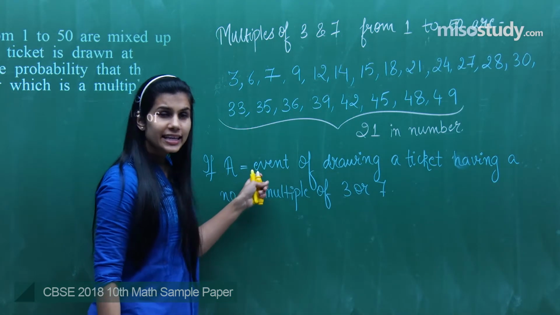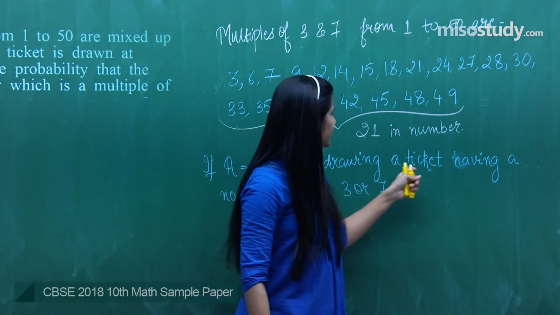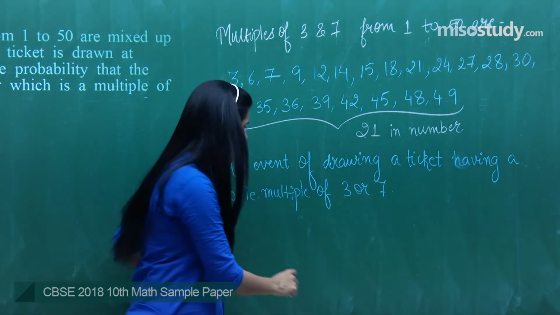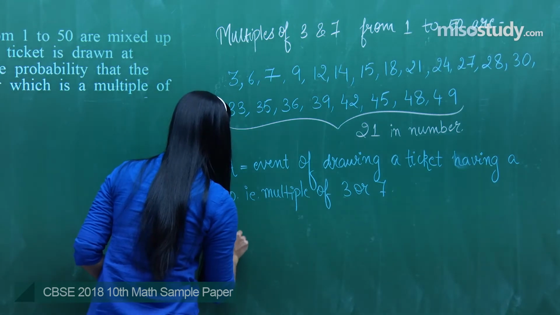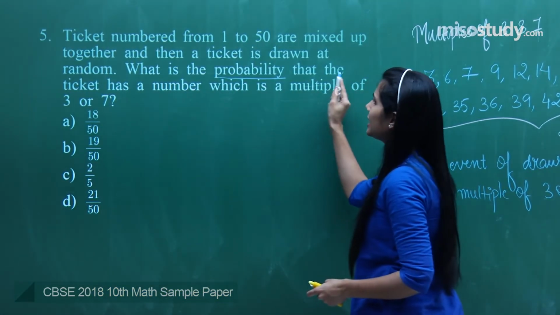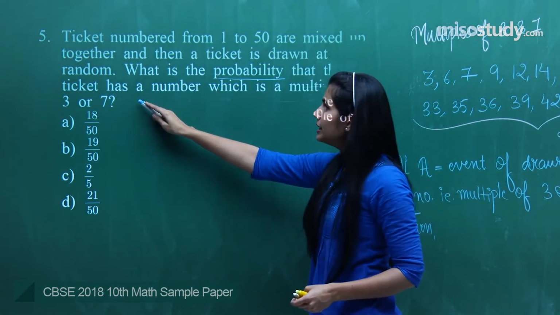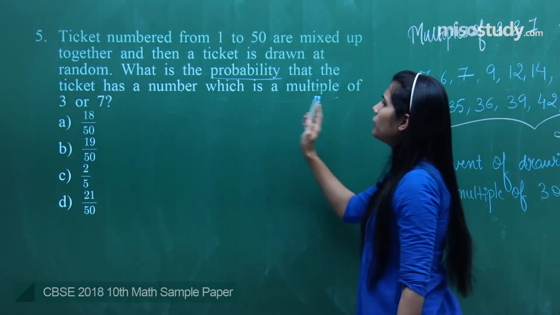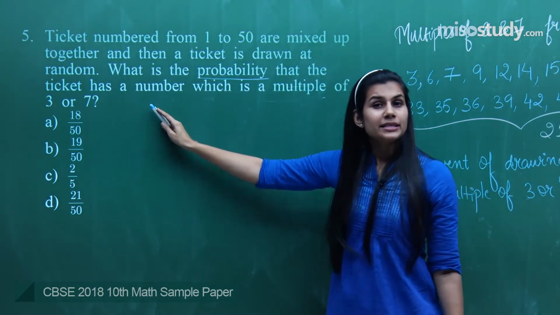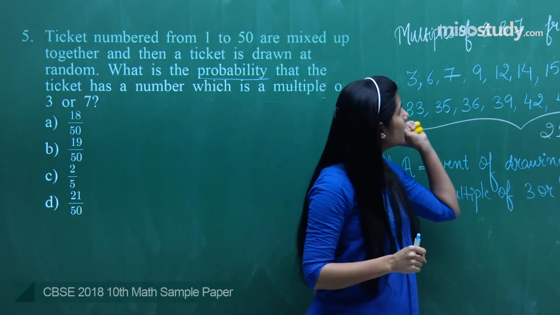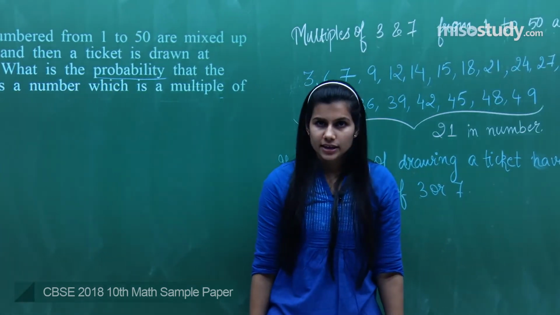So if A is the event of drawing a ticket having a number that is a multiple of 3 or 7, then the question is this only: give me the probability that the single ticket which is drawn has a number which is a multiple of either 3 or 7. That means give me the probability that the ticket drawn has a number among these 21 numbers.